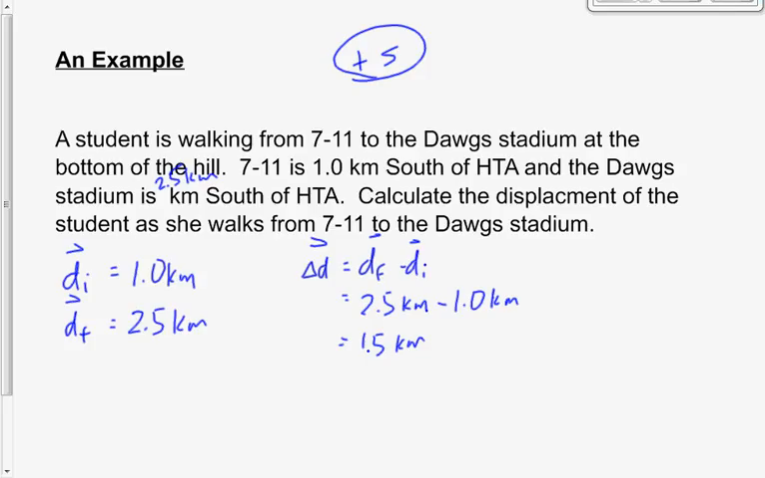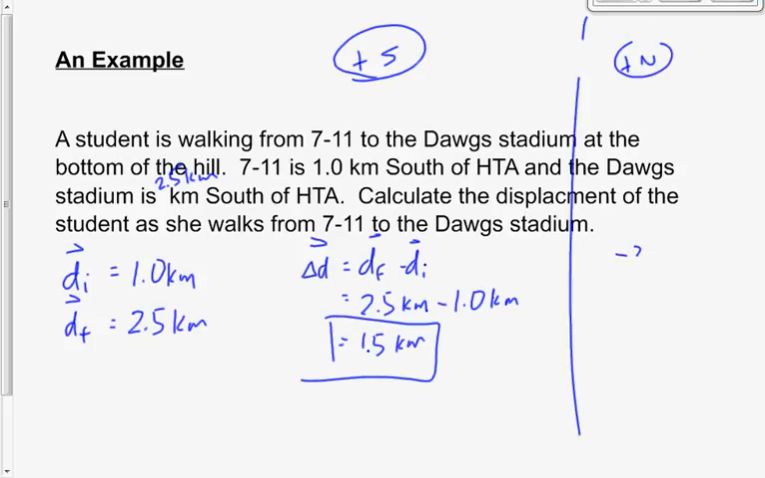Hey, I got a positive value. I got a positive answer there. What does that mean? Yeah, Andres? It was south, because I defined south as positive. Had I defined north as positive, then it would have been negative 2.5 minus negative 1. It's 2.5 to the south, 1.0 to the south, and that would have given me negative 1.5 kilometers, which would have meant, if I define north as positive, negative would have meant south.